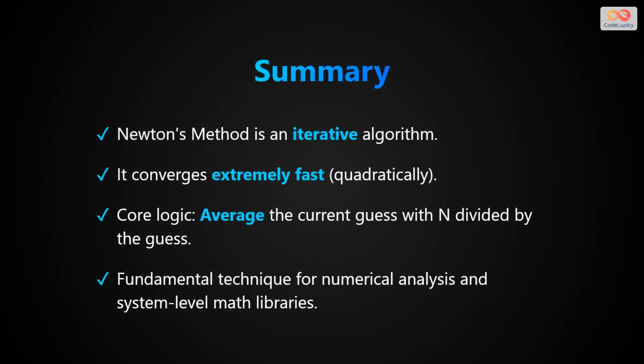To wrap up, Newton's method is a powerful iterative approach. It finds the square root by repeatedly averaging a guess with the original number divided by that guess. It is fast, efficient, and a great example of how mathematical algorithms power our computer systems.